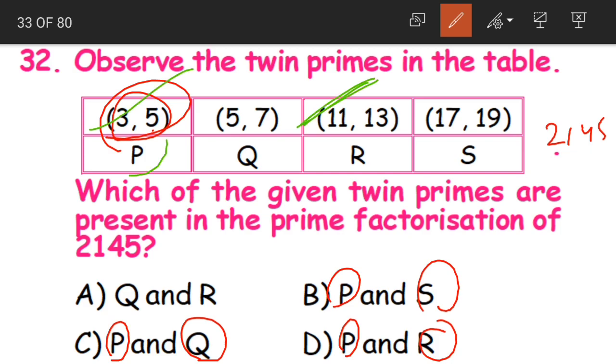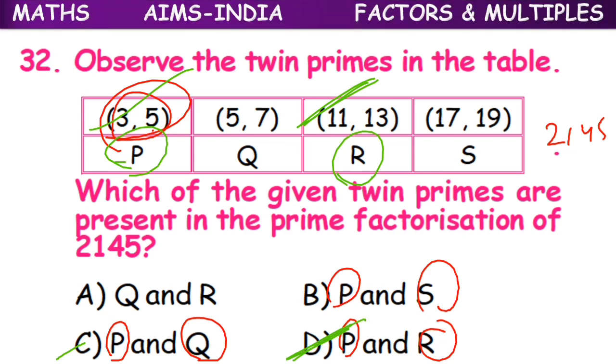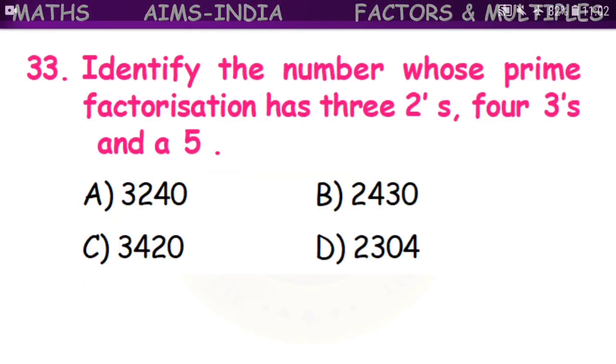So what is the correct answer? P and R. That is option D. P and R are present in the prime factorization.